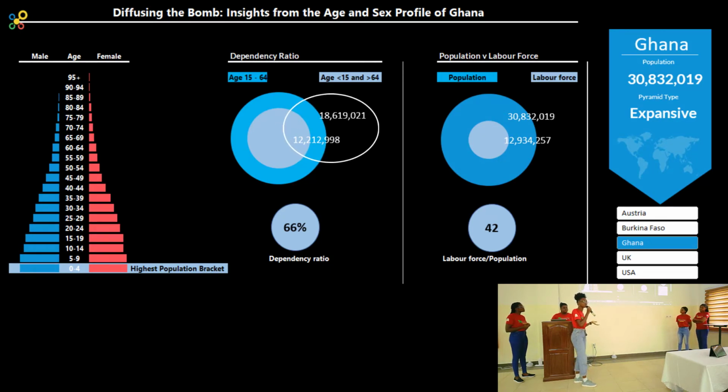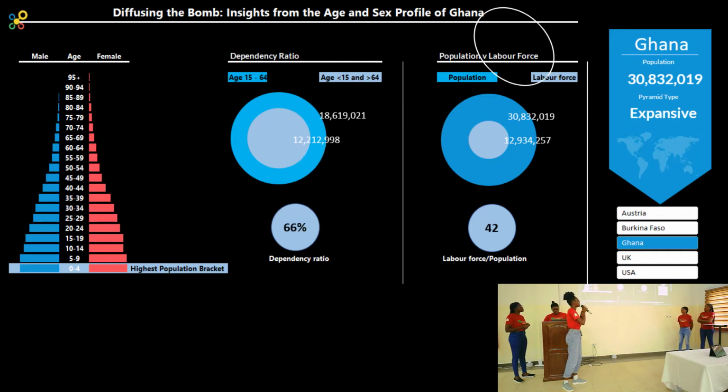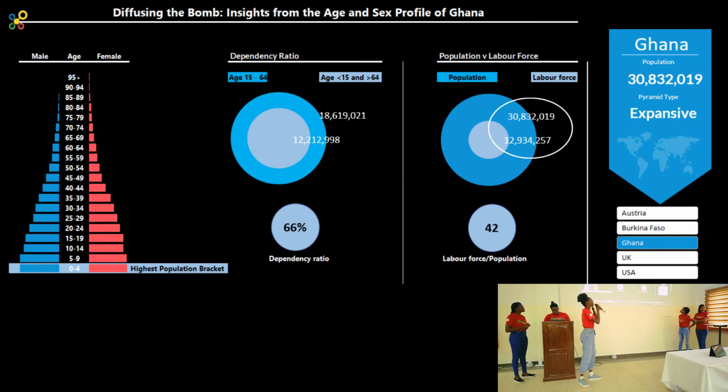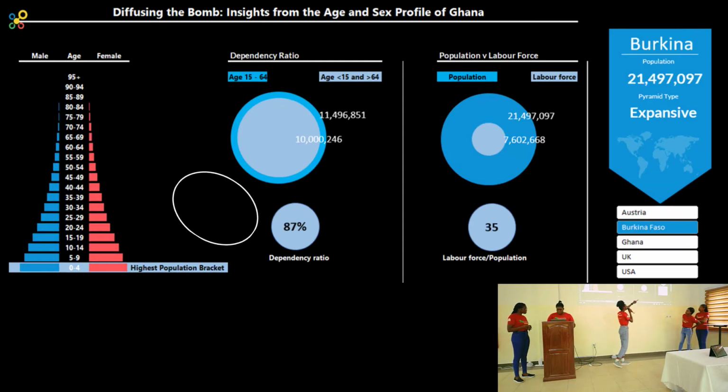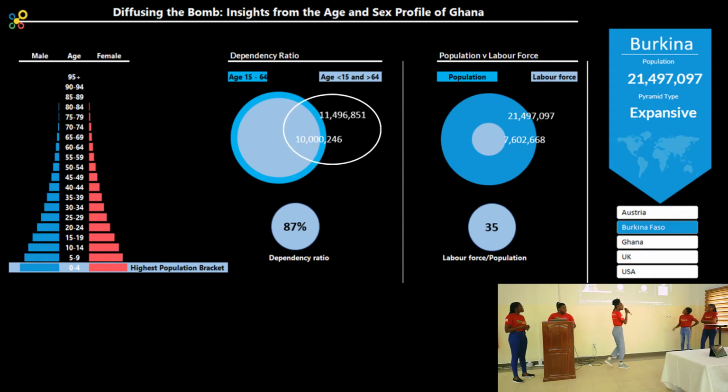Who are those dependent on those who can work? Those between the ages of 0 to 14 and 65 years and above. However, according to the data we have from the World Bank, about 30 million people are economically active, that is those in the labor force. Ideally, the inner circle here is supposed to be smaller. We are trying to avoid a situation like that of Burkina Faso, where out of 100 people who can work, 87 are dependent on them.